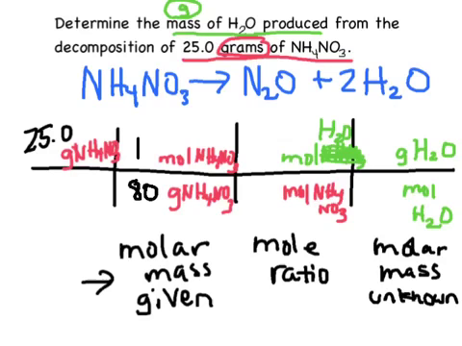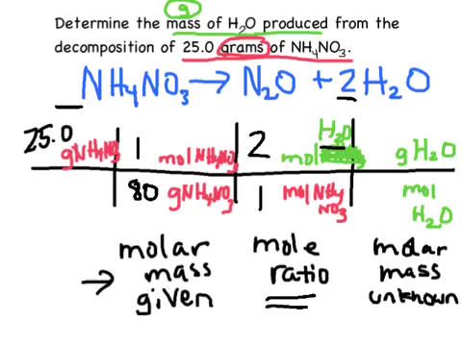Next slot over, we have a mole to mole ratio. Okay, where do we find mole ratios? That's right. In our equation, we have to look at the coefficients. So the coefficient for water is 2, so the 2 goes here for moles. And the coefficient for NH4NO3 is 1, so 1 goes on the bottom. Everybody still with me? I hope so. If not, pause, go back, and take it one step at a time. Okay, figure it out till it clicks.